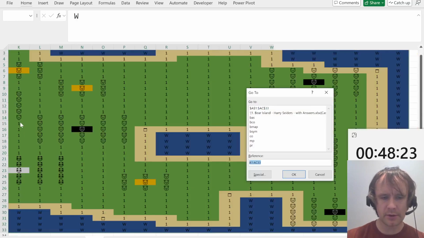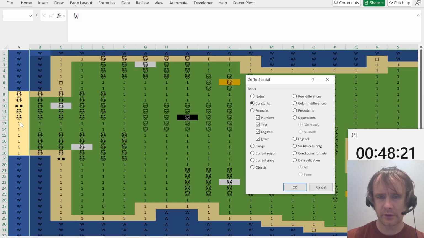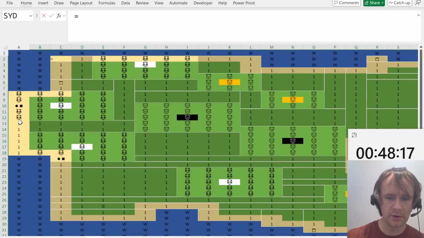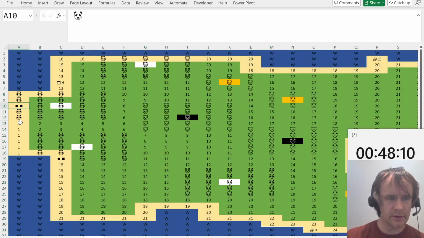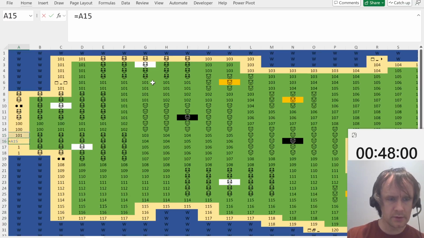Then Control G, Alt S, constants, numbers, equals min of surrounding cells plus 1. Control Enter, that's better. And then, well, it's going to be equals this plus 1. So copy that, this plus 1, this plus 1, and so on and so on.